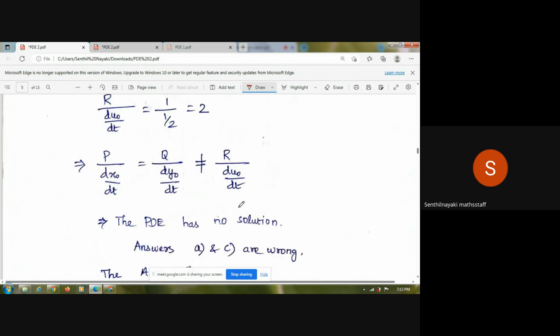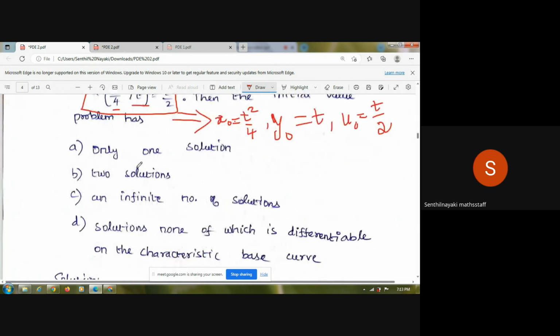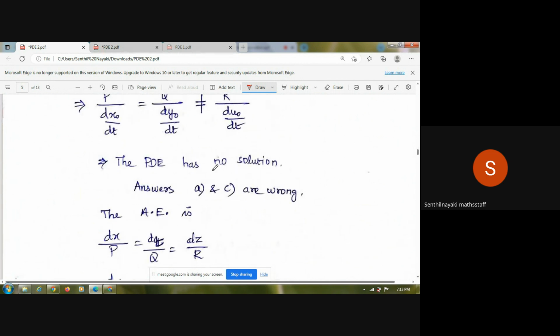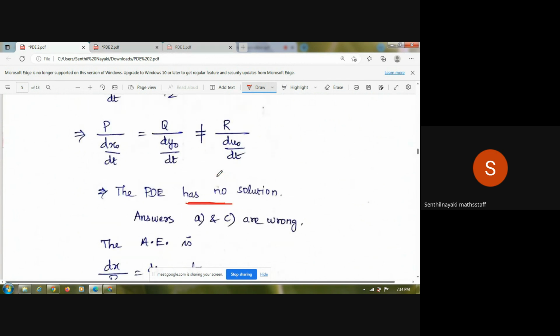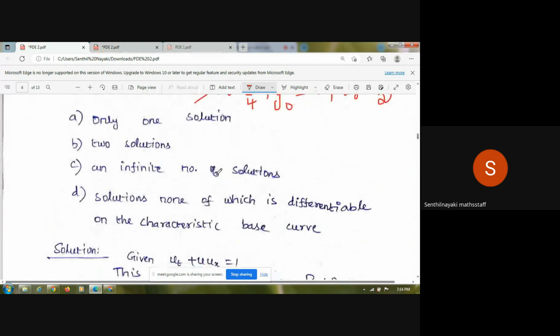Okay. Now we have a look at the options. In the four options we have only one solution, two solutions, an infinite number of solutions, and so on. So by the problem we get no solution. Sorry, the PDE has no solution. So this is the result we are getting after solving this Cauchy problem. So no solution means, what is the meaning?